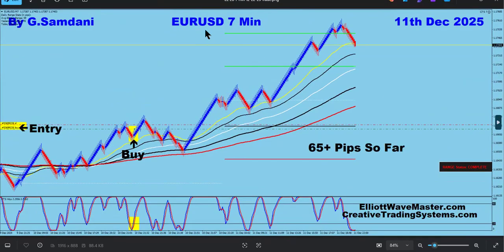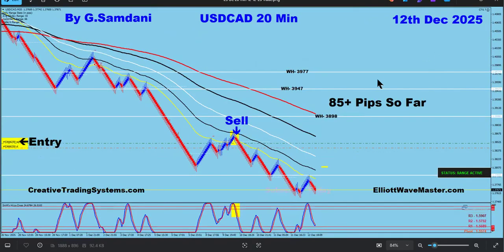And this is Euro USD 7-minute chart. This is the entry. My SL survived somehow, and then it went all the way to the upside for 65 pip. This was actually on the 12th, but I forgot to change the date. So here's the CAD on the 12th, sell order from here to here, 85 pip. So these are like 22, 23 trades this week.